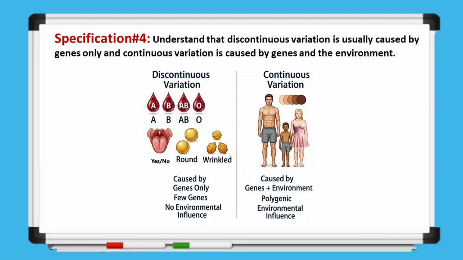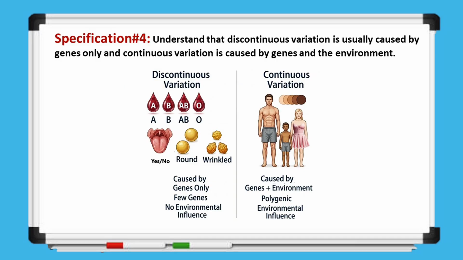Next, we have specification number 4. This part asks us to understand that discontinuous variation is usually controlled by genes only, while continuous variation is influenced by both genes and the environment. Discontinuous variation is mainly determined by genetic factors alone. In this type of variation, traits are fixed and fall into clear categories.